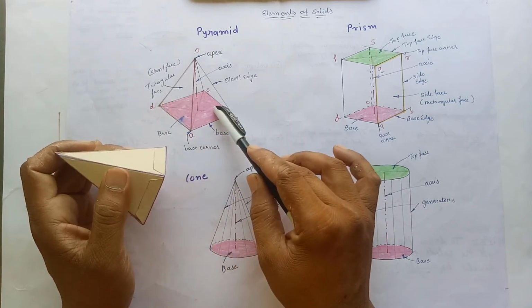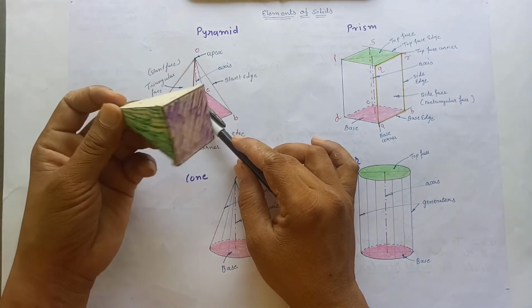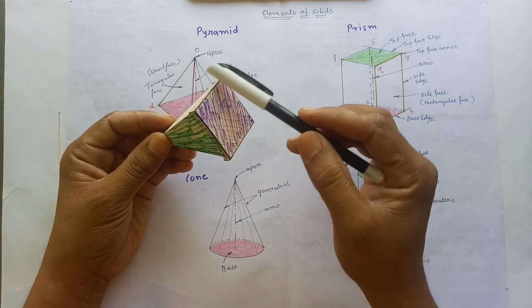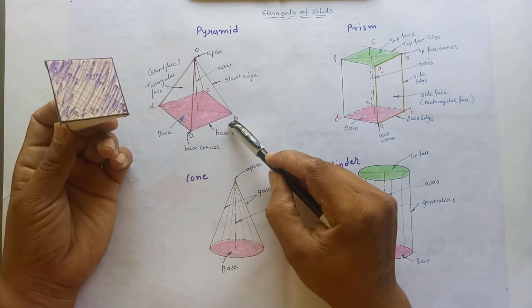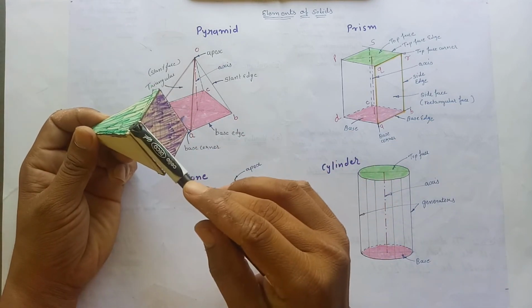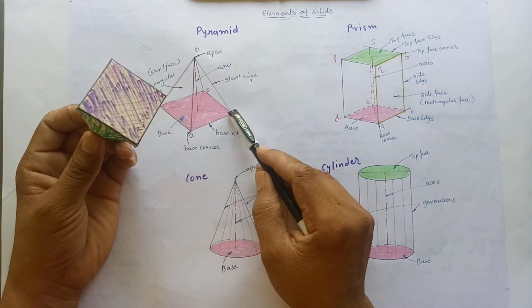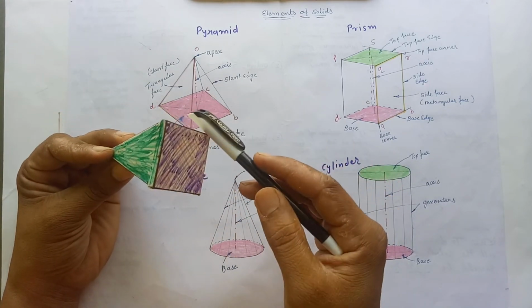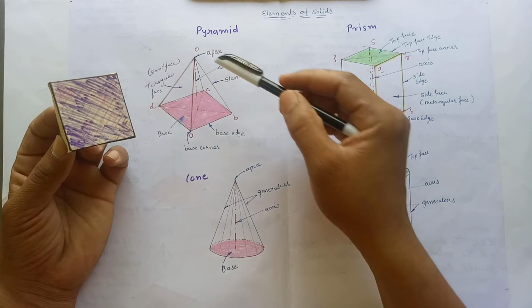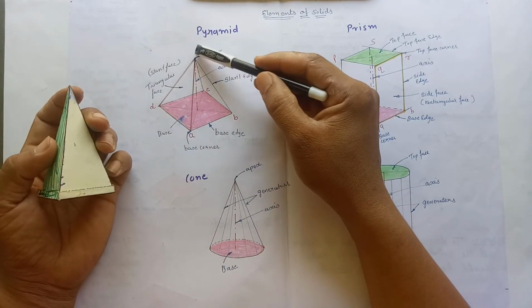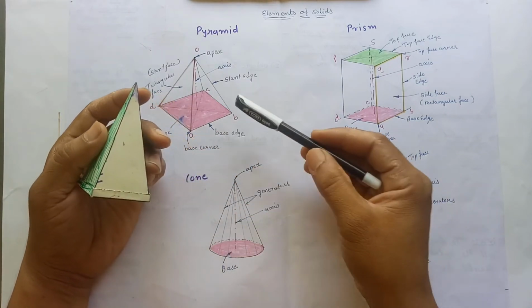ABCD is the base of the pyramid. If we take an example of a square pyramid, then this is the base of the pyramid. A, B, C and D, that is corner A, corner B, corner C and corner D, are known as the base corners. AB, BC, CD and DA are known as the base edges. The edge containing the apex point and the base corner is known as the slant edge.